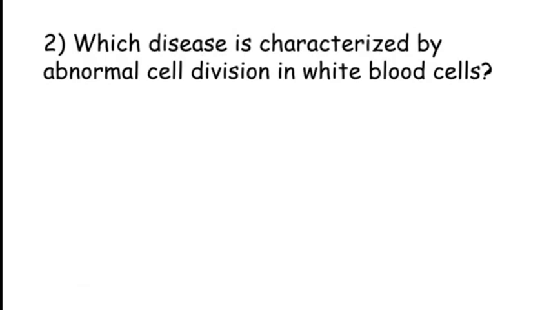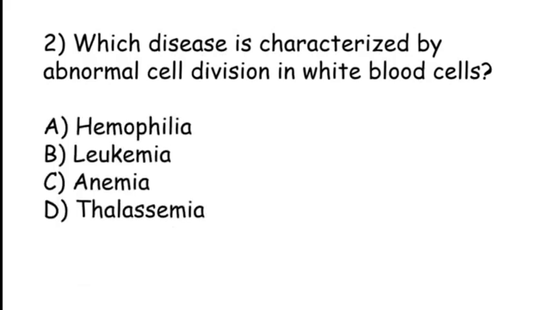Which disease is characterized by abnormal cell division in white blood cells? Hemophilia, leukemia, anemia, thalassemia. The correct answer is option B, leukemia.